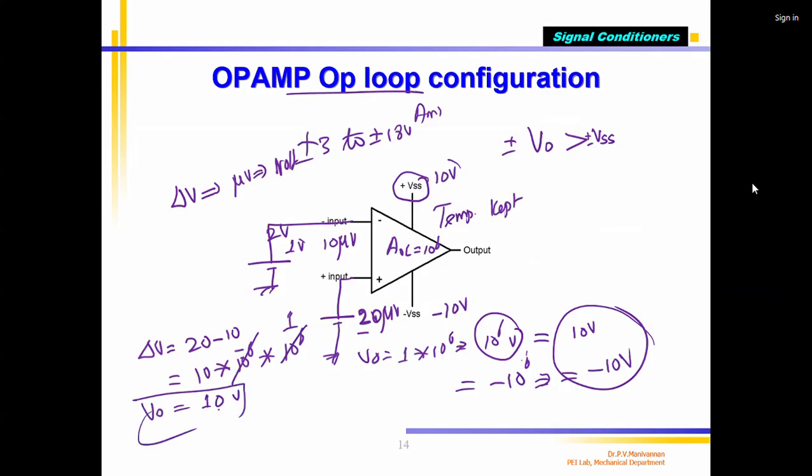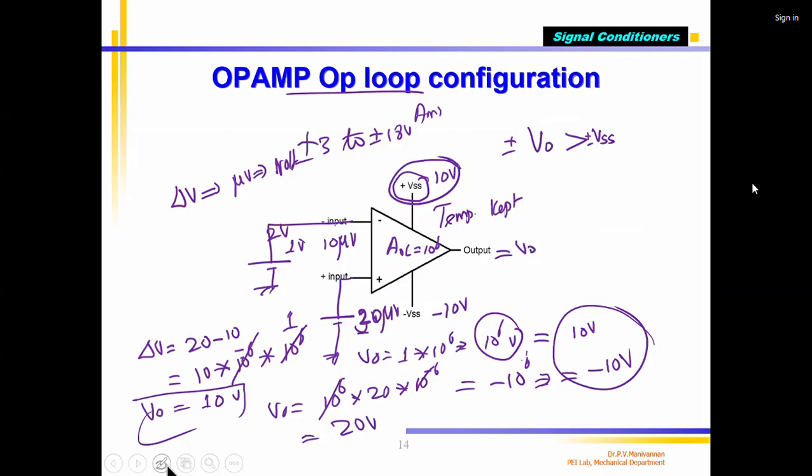This is okay. Instead of that, for example, this is 30 microvolts. Correct? If it is 30 microvolts, what will happen? In this case, you get 10 power 6, AOL, multiplied by the difference, 20 into 10 power minus 6. Correct? This is my V0. So the output would be 20 volts. But my supply voltage is 10 volts. Output will remain 10 volts. So I say my output is saturated.